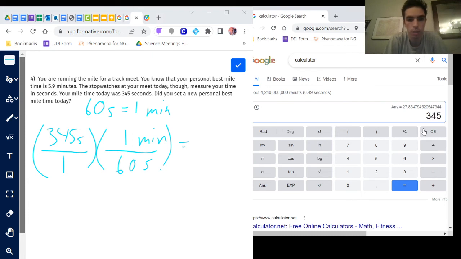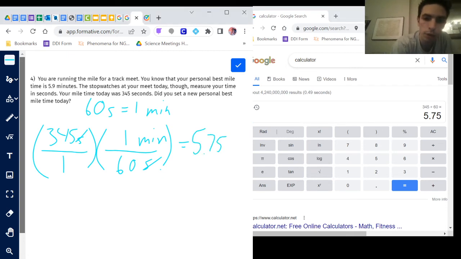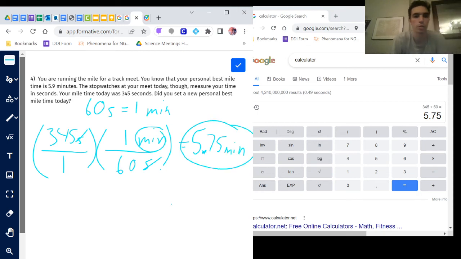And so we end up with 345 seconds. Our seconds cancel out, and we're just left with minutes, which is good. That's what we want. Divided by the 60. And so we get 5.75. And then we should be asking ourselves, if we don't already know, what our units are. And the unit that we're left with here is minutes. That would be our answer.